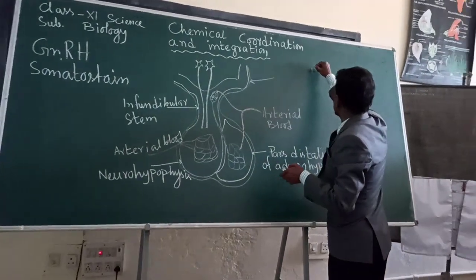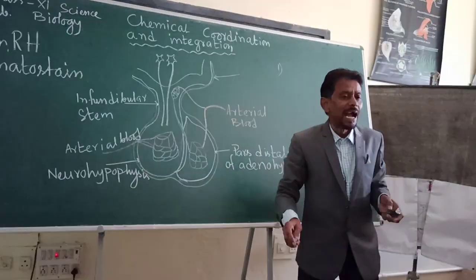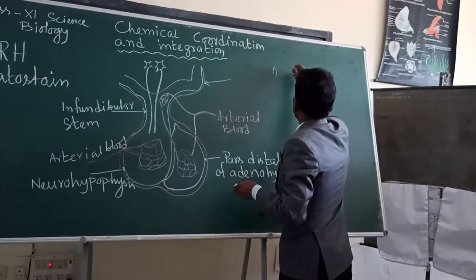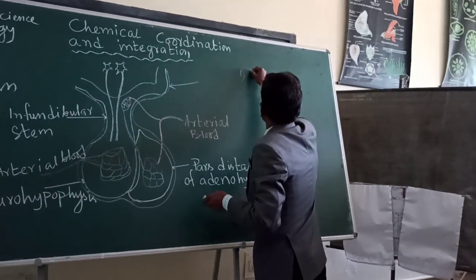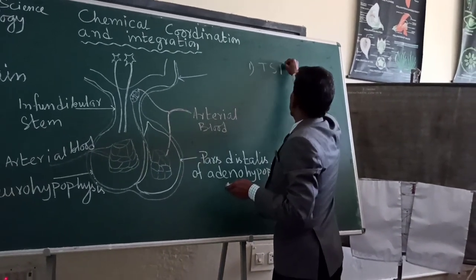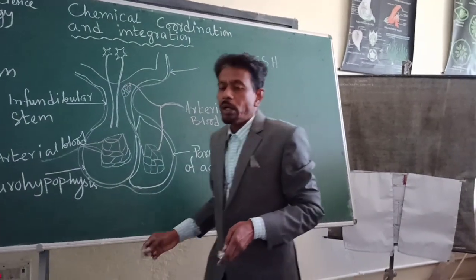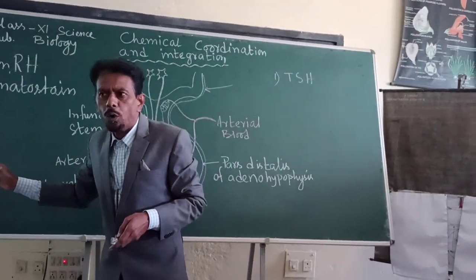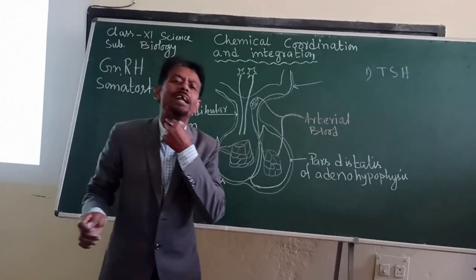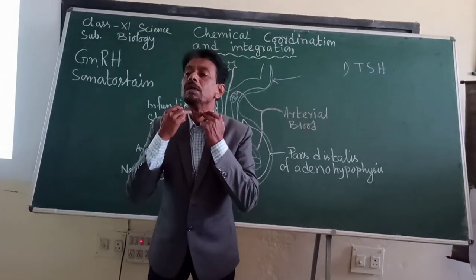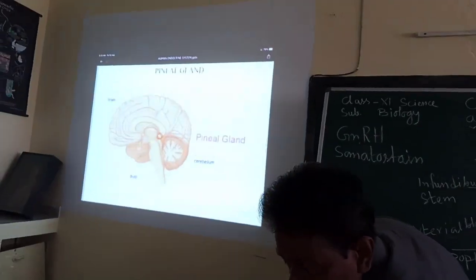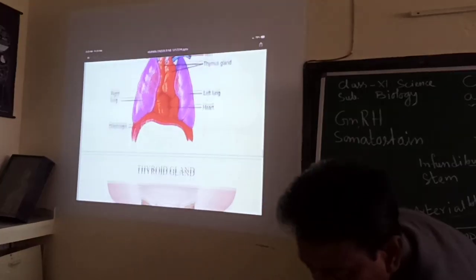Number one from the anterior pituitary gland, say thyroid stimulating hormone, TSH. This is the hormone which, when secreted, will stimulate the thyroid gland. This is the thyroid gland. Separately, I will show you the thyroid gland.